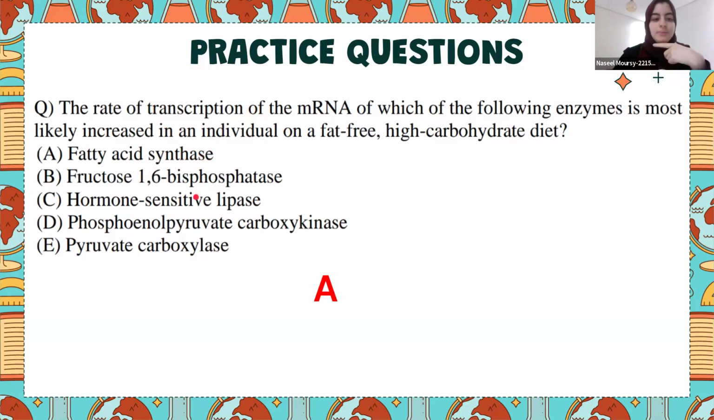Now, why is it not C? Hormone-sensitive lipase is basically involved in breaking down the fats, okay? However, you're eating a lot of carbohydrates, right? So do you want to break down this fat? No, because you don't have fats anymore. You actually want to store the excess energy you're taking in.